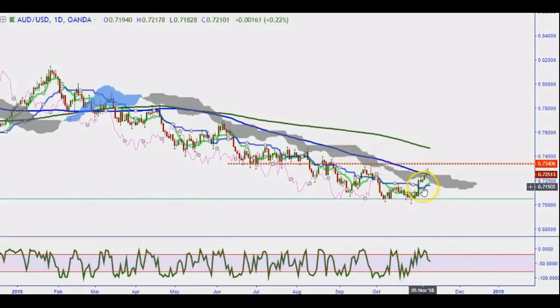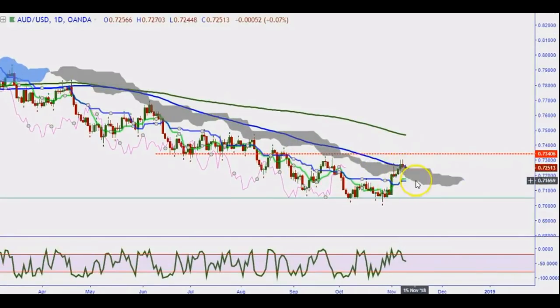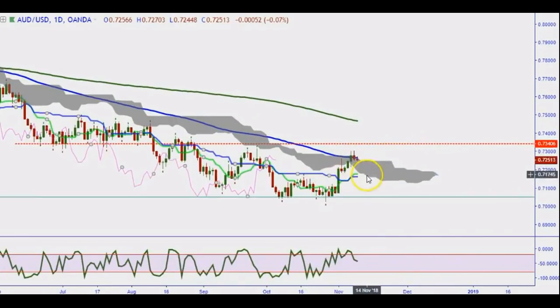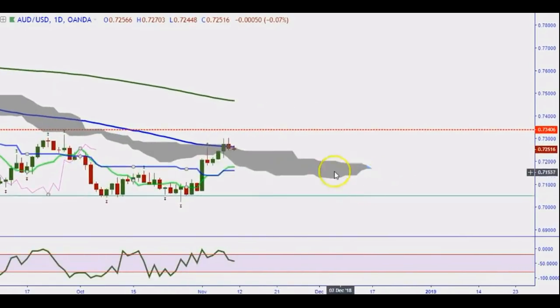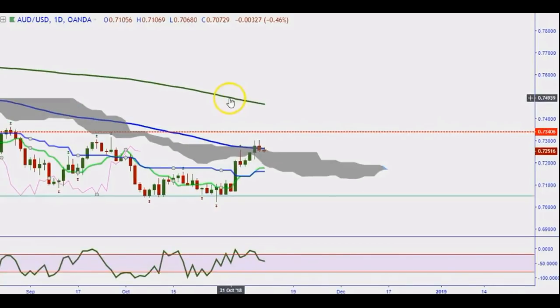a fractal break here. It looks like we're going to get a 1, 2, 3, right? So we're going to get to move higher, which we have. So we have our 1, 2, 3. We're going to get a pullback at this point, because you even have resistance from the cloud, and you got resistance from the 200 period moving average, and the 100, and the 200's a little bit above. So you got resistance here with the cloud and the 100 moving average.